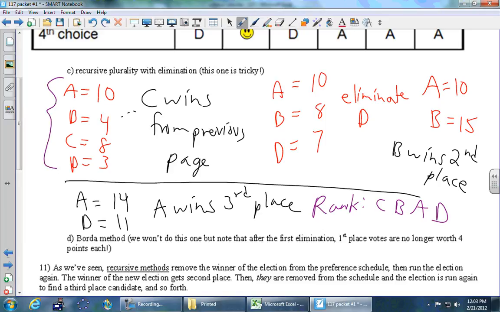Not true. If we're just doing plurality, who's the winner? A. A has more votes than anyone. But if we do this recursive plurality with elimination, as Alex points out, A goes from a seeming first place victory to third place. The plurality method has some definite weaknesses.